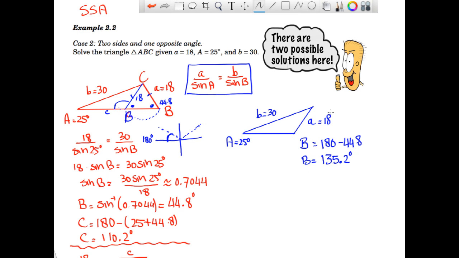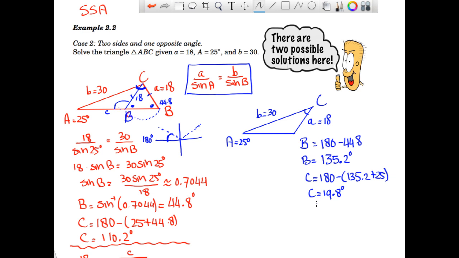B is 135. Notice that C, while here C was an obtuse angle, it was a rather large angle, 110 degrees. Look at C now. C is much smaller, right? It actually became an acute angle. So C would be 180 minus the 135.2 that we came up with and the 25 that we already have. So that's 160-ish, so that's 19.8 degrees. So there's our new C.